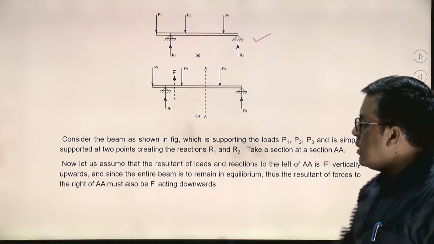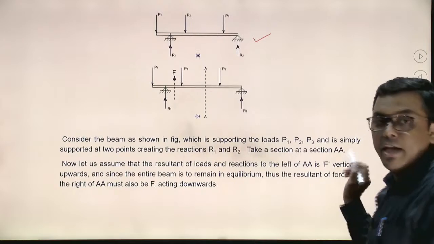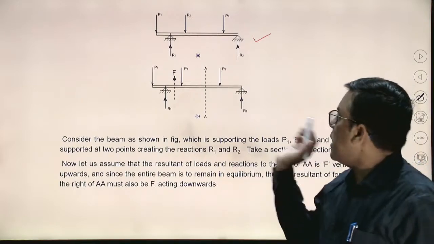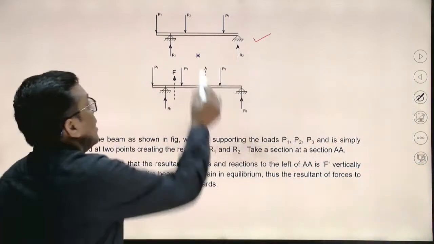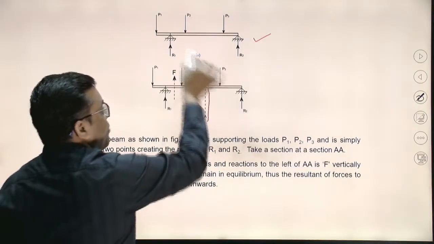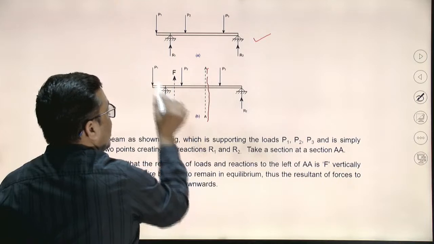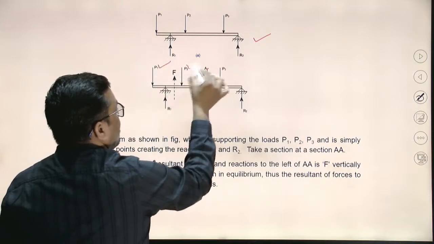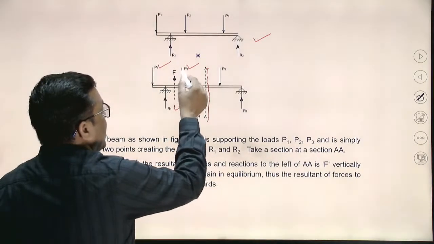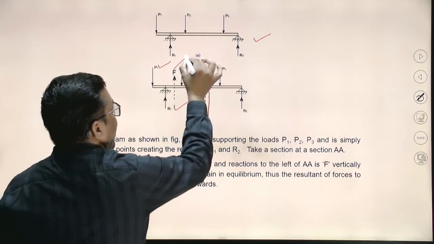Now let's assume that the resultant of the loads and reactions on the left of AA is F, vertically upward. What are they trying to say here? I have taken a beam and taken a section AA. Now take the sum of all the forces on either side of the section plane. So here how many forces do I have? P1, P2 and R1. These are the three forces. Take the algebraic sum of all these forces, and it comes out as F.